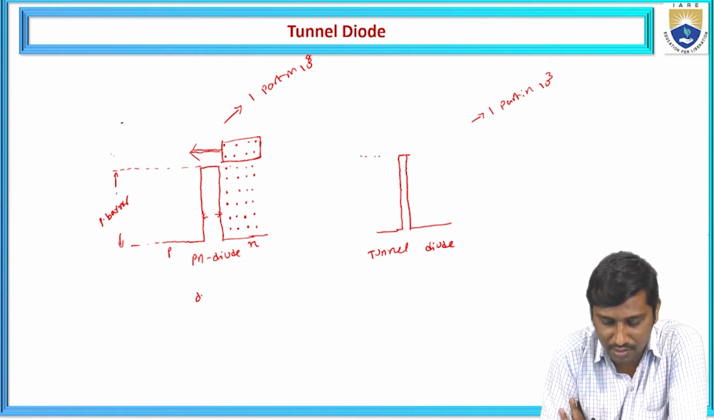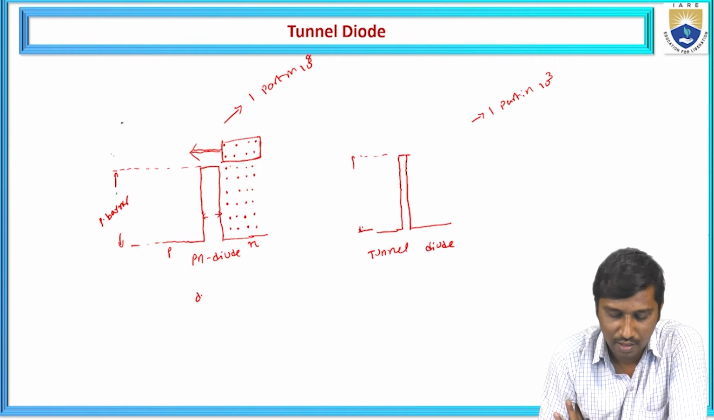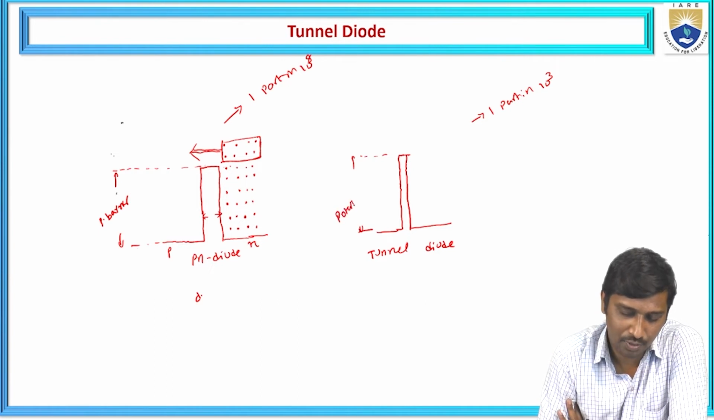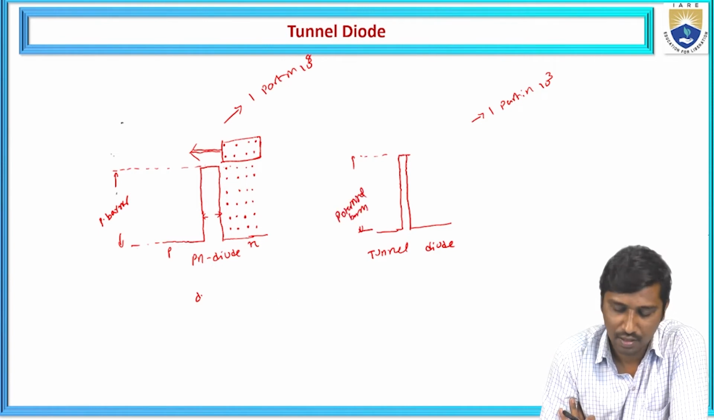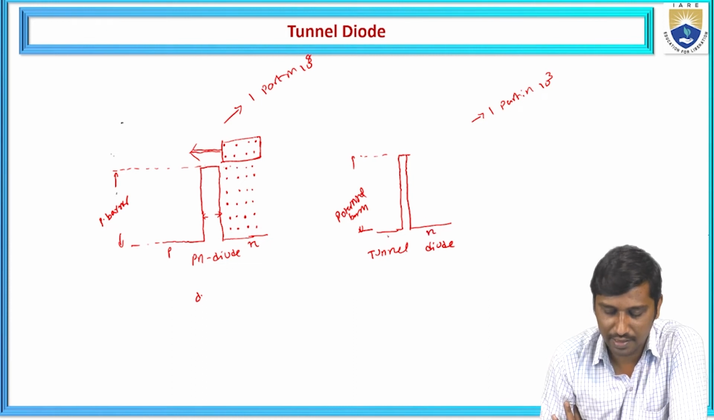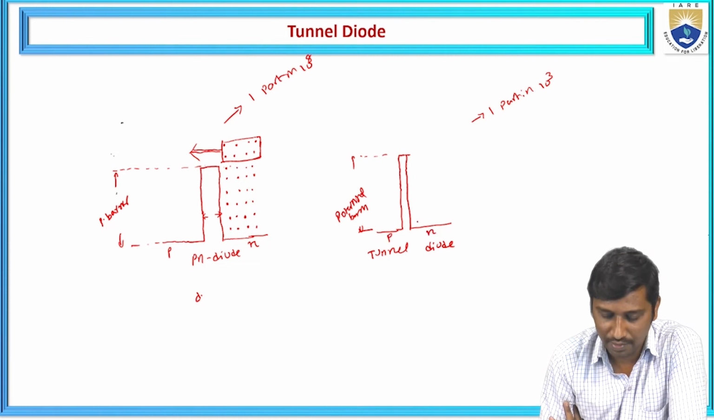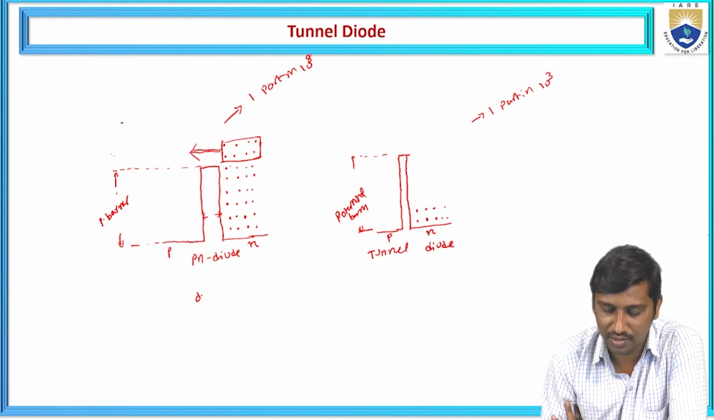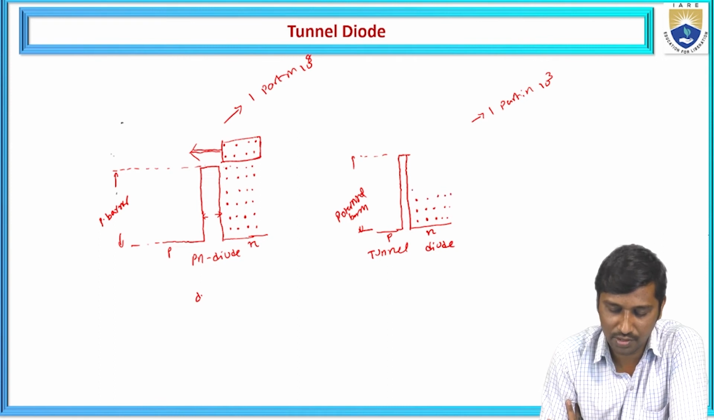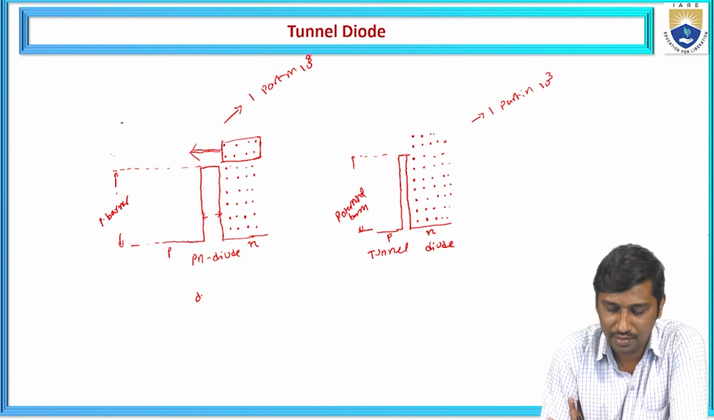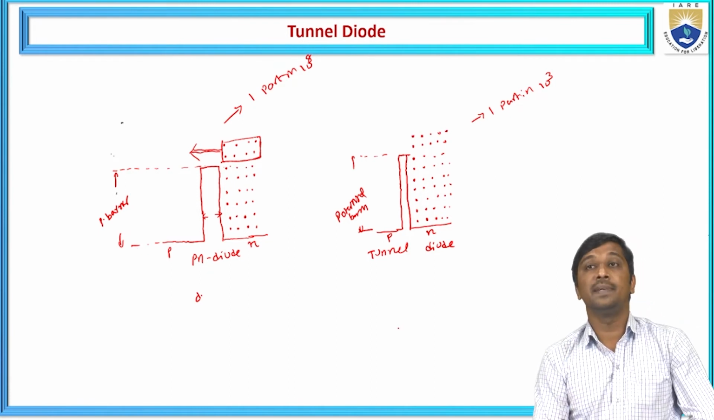Let us consider this is the potential barrier and the height of the potential barrier. Let us take this as the n side and this as the p side. We know that due to this impurity concentration, the majority charge carriers in the n side are electrons. So let us consider these are the electrons, and the principle is the same.